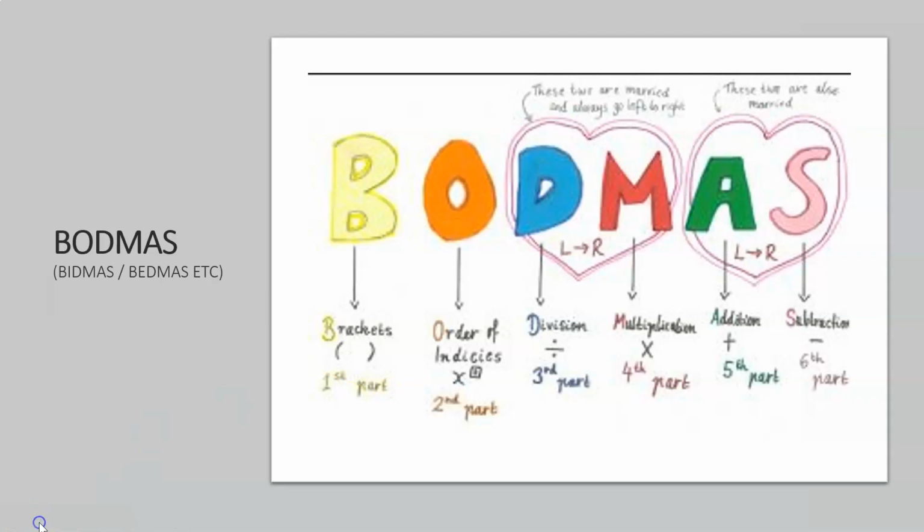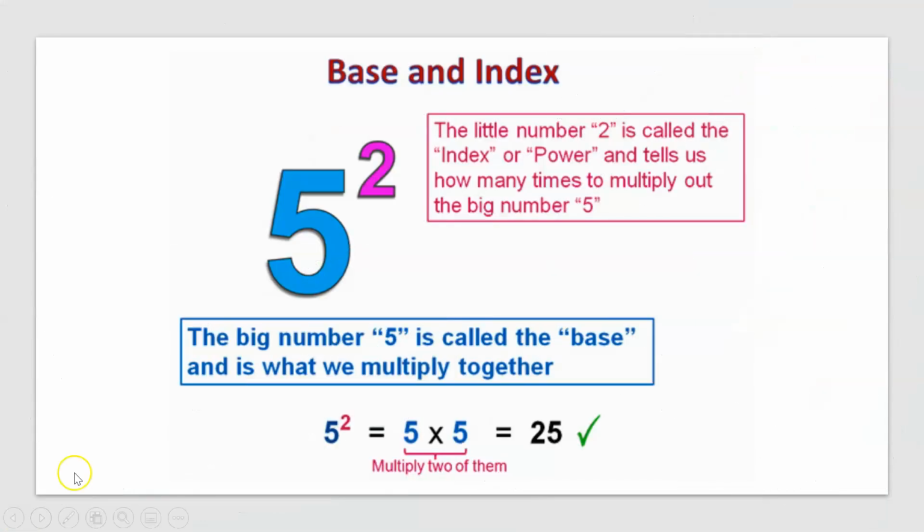Okay, so let's have a think about this. If we've got an index, what does that mean? If we've got 5 to the power of 2, that means you've got to multiply 5 by 5. It means multiply the base number by the amount of times the index says. So 5 to the power of 2 is 5 times 5. If it was 5 to the power of 3, it would be 5 times 5 times 5.